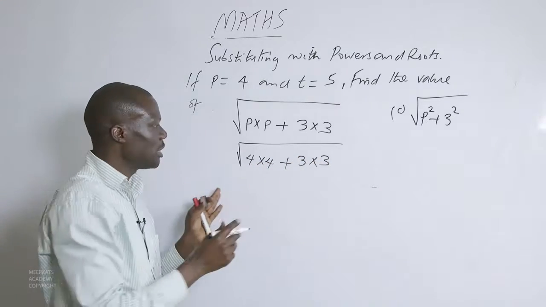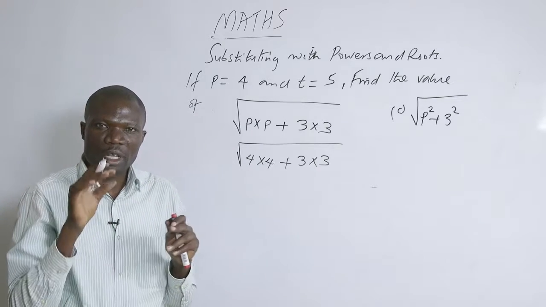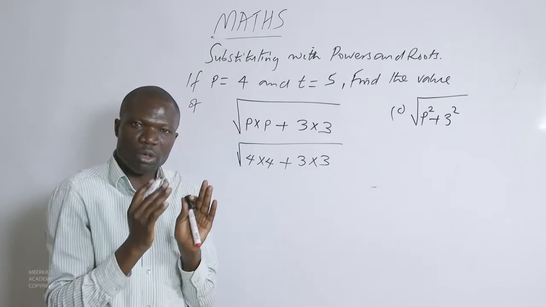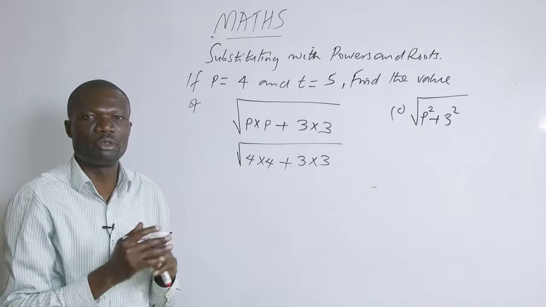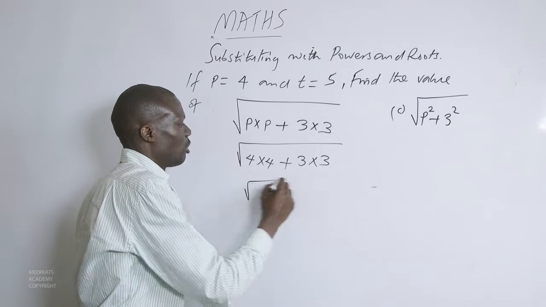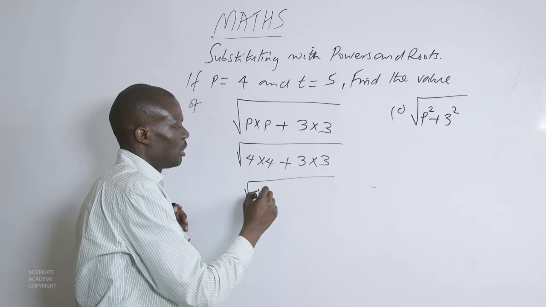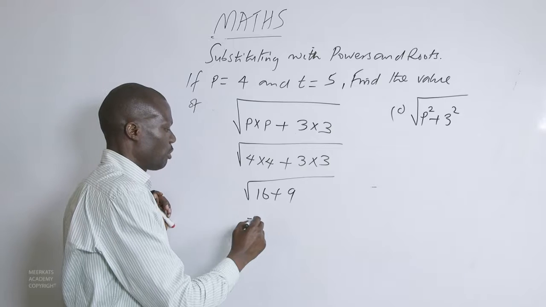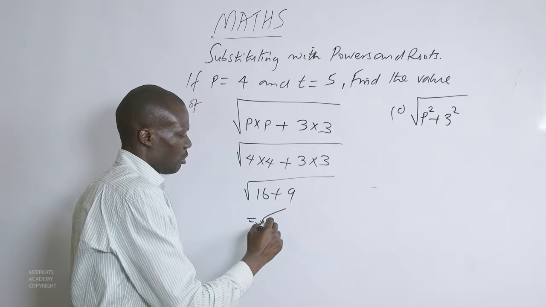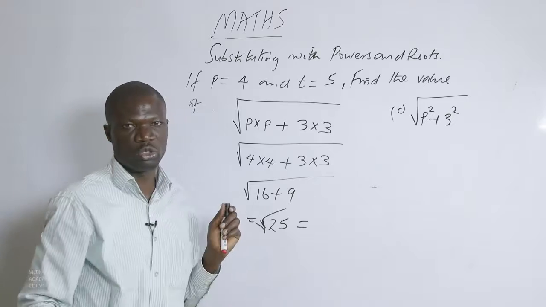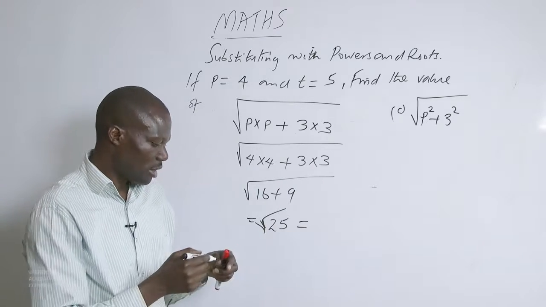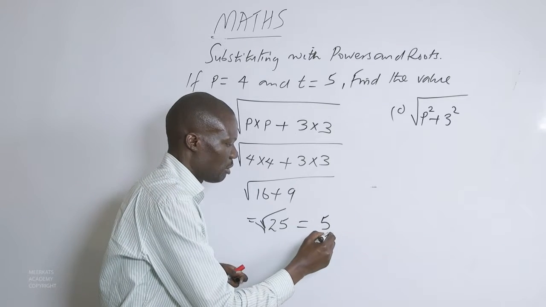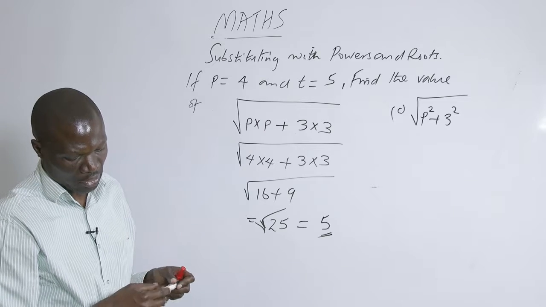As much as these are inside the root, the rule of the operation still applies. So we shall deal with the multiplication from the left before we move ahead to find the root. So 4 times 4 is 16, and 3 times 3 is 9. So we are going to look for the root of 25. And if you use your calculator or your mental arithmetic, you'll find that the root of 25 is always equal to 5.